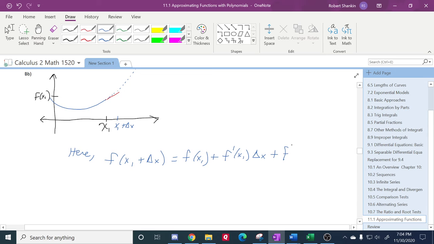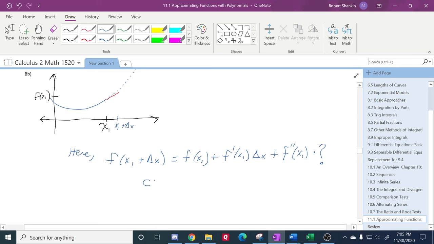F double prime. Because f double prime tells me the concavity. It tells me if it's positive that we're concave up. And how big a number it is tells me how fast the slopes are increasing. So if we could use the second derivative as well, we would get an even better estimate. But we have to figure out, all right, now I know what to multiply the first derivative by, delta x. But what do you multiply the second derivative by? We're going to wind up figuring this out.